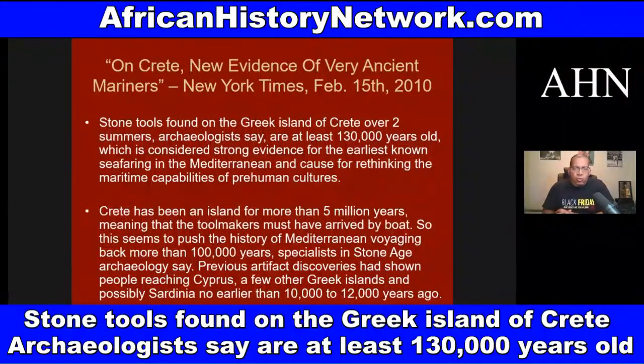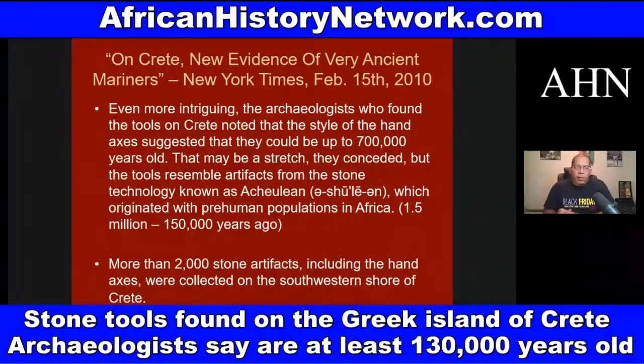All right, so they found stone tools on the Greek island of Crete that date back at least 130,000 years ago. Now, even more intriguing, the archaeologists who found the tools on Crete noted that the style of the hand axes suggested that they could be up to 700,000 years old. Now, that may be a stretch, the archaeologists conceded, but the tools resemble artifacts from the stone technology known as Acheulean, which originated with pre-human populations in Africa 1.5 million to 150,000 years ago. Okay, so once again, the deeper they dig, the blacker the planet gets, the more research they do, the older we get.